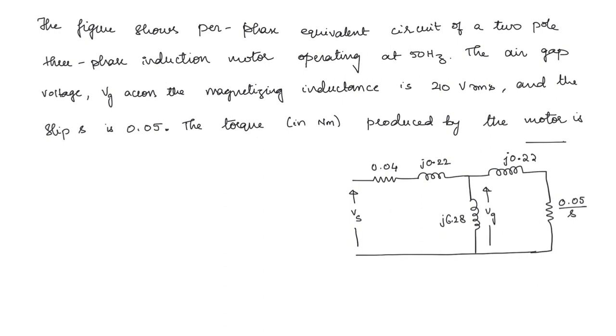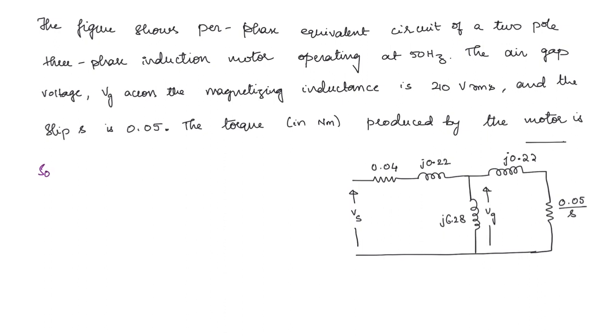The next question we have: the figure shows the per phase equivalent circuit of a 2-pole 3-phase induction motor operating at 50 Hz. The air gap voltage Vg across the magnetizing inductance is 210 volt RMS and the slip S is 0.05. The torque in Newton meter produced by the motor is.